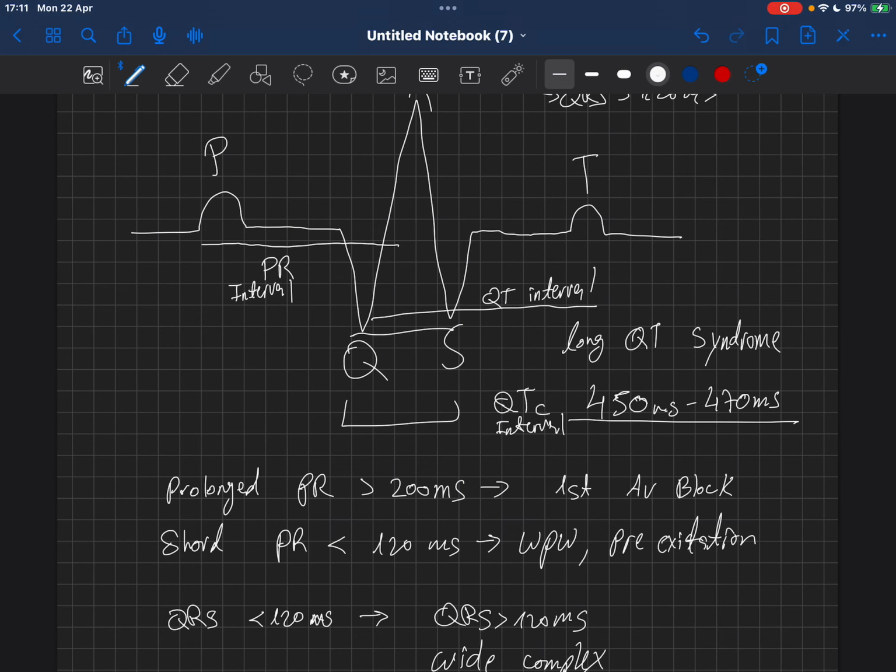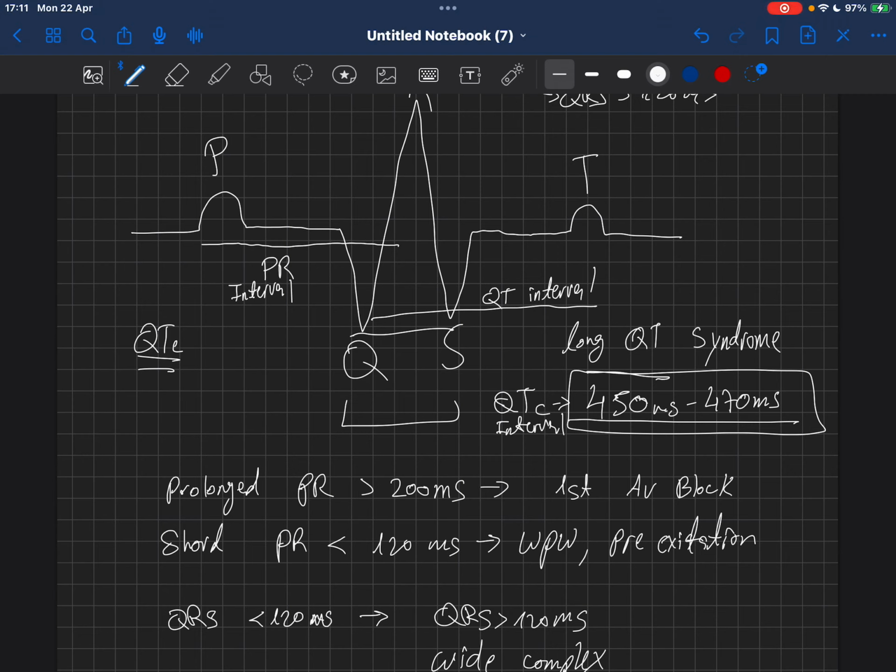But QT interval needs to be corrected, and that's why we need the QTC interval, QT corrected. And there are ways to correct it. There is a formula, you can look up for it, but in most modern ECGs you are getting the value for the QTC. And when I say 450 to 470, I mean the QTC interval and not the QT interval.